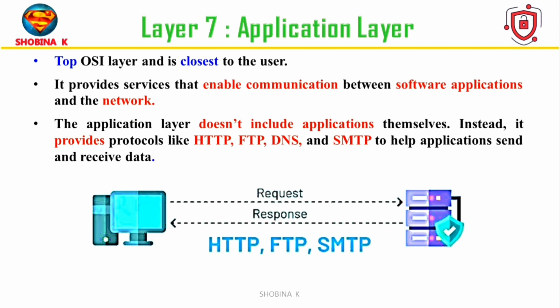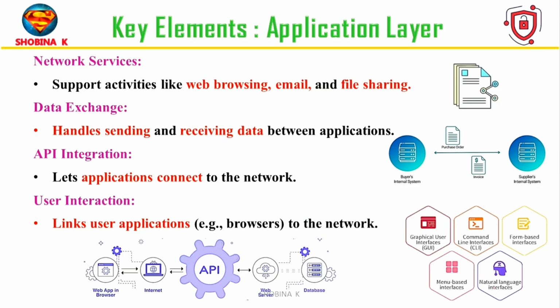The application layer does not include the actual software applications that user interact with. That is like web browsers, email clients, or file transfer programs. Instead, it serves as a framework that supports these applications. This layer provides the necessary protocols such as HTTP, FTP, DNS, and SMTP, which enable these software applications to communicate over a network. These protocols define the rules and conventions for data exchange and ensure that application can send and receive information effectively. Here are the key elements of application layer.